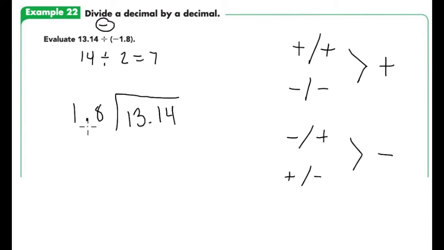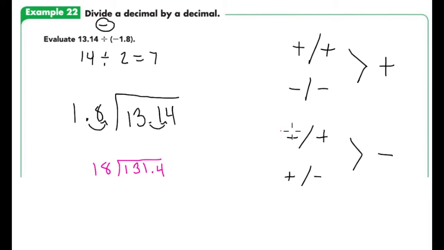Now we can't divide with this decimal on the outside. So we need to multiply this by a power of 10 until it becomes a whole number. In this case, we only need to move it one spot, so we would multiply it by 10. If we multiplied 1.8 by 10, that moves this decimal one spot. Because we move the outside one spot, we also have to move the inside one spot. So our new problem is actually 18 on the outside, and we're dividing 131 and 4 tenths by 18.